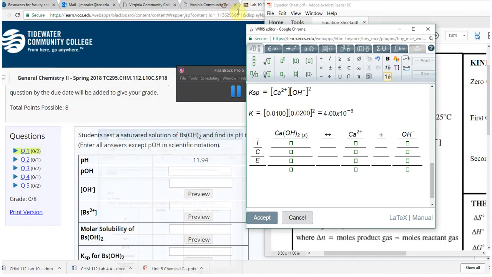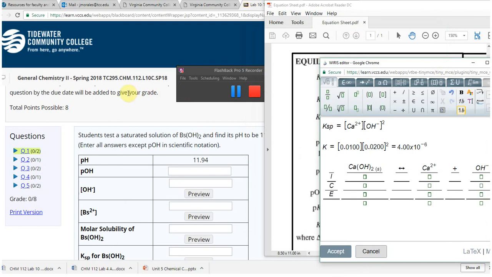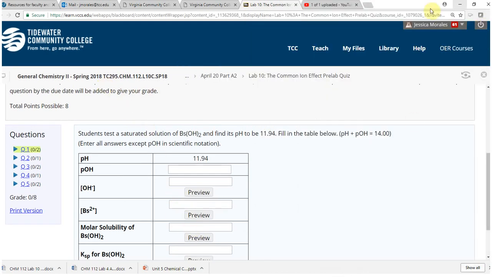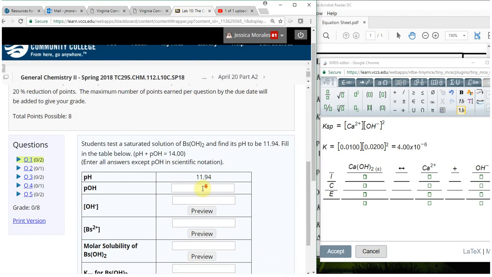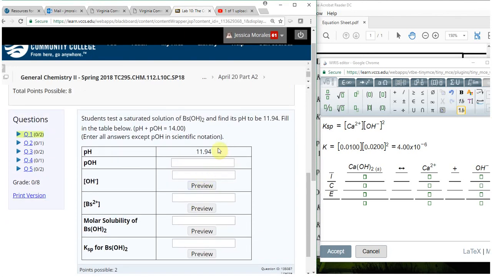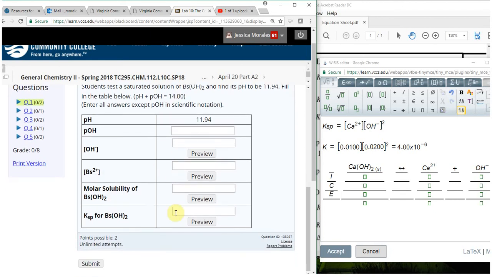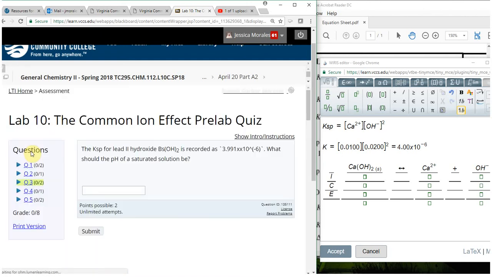Now, if you look at the prelab quiz, there we go. Here you're going to do the same thing: pH to pOH, pOH to hydroxide, hydroxide to the BS2, and then you're going to have the equal 1 to 1 because there's one of these for one of those, and then you calculate your KSP. Exactly what we just did.